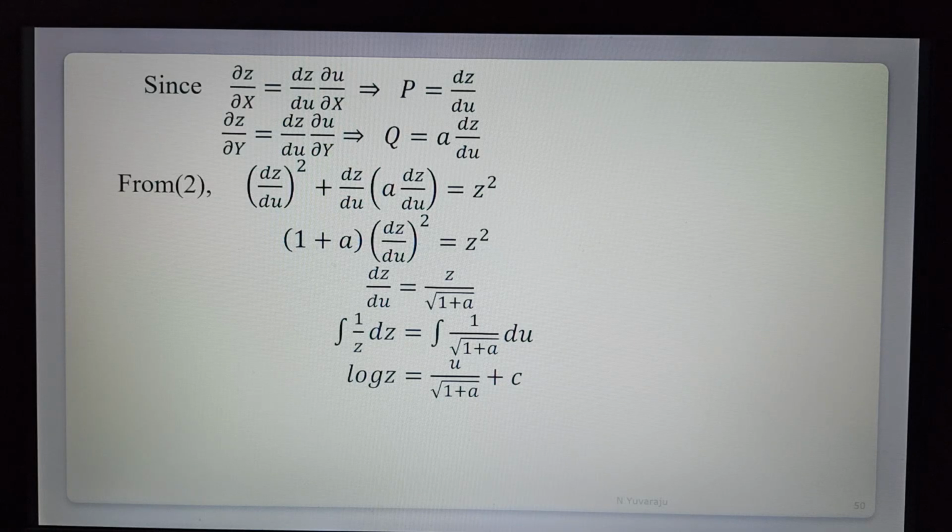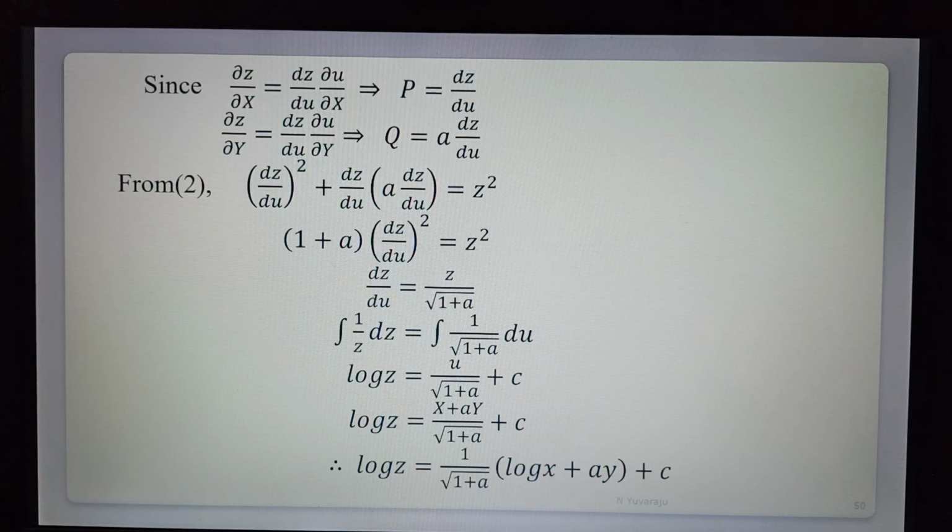But u is equal to capital X plus a capital Y. So log z is equal to capital X plus a capital Y by square root of 1 plus a, plus c. But capital X is equal to log x and capital Y is equal to y. Substituting here, the given solution is log z is equal to 1 by square root of 1 plus a into log x plus a y, plus c. This is the required general solution.